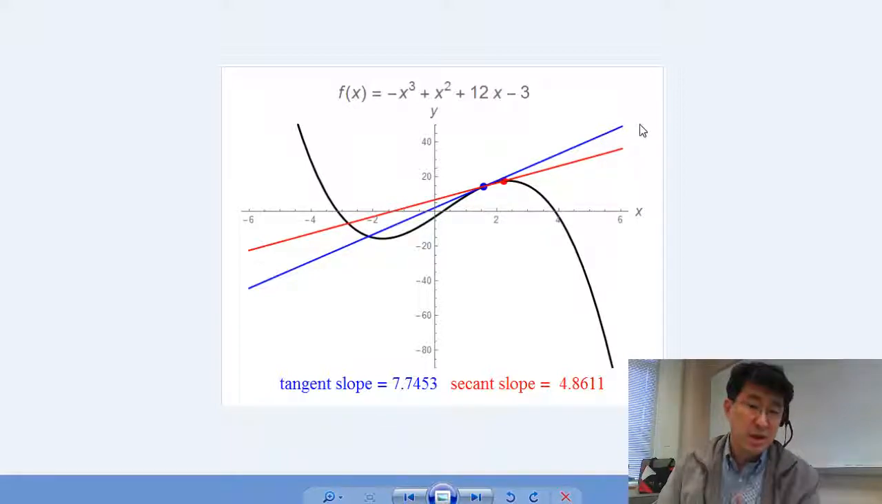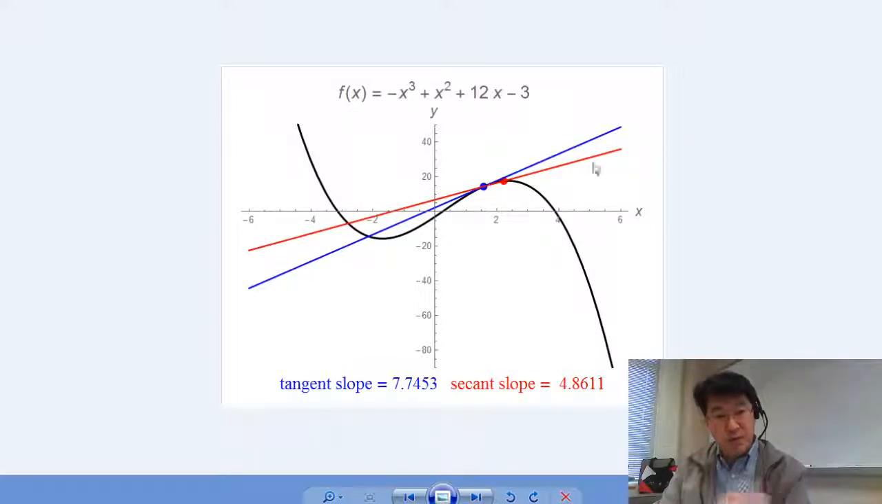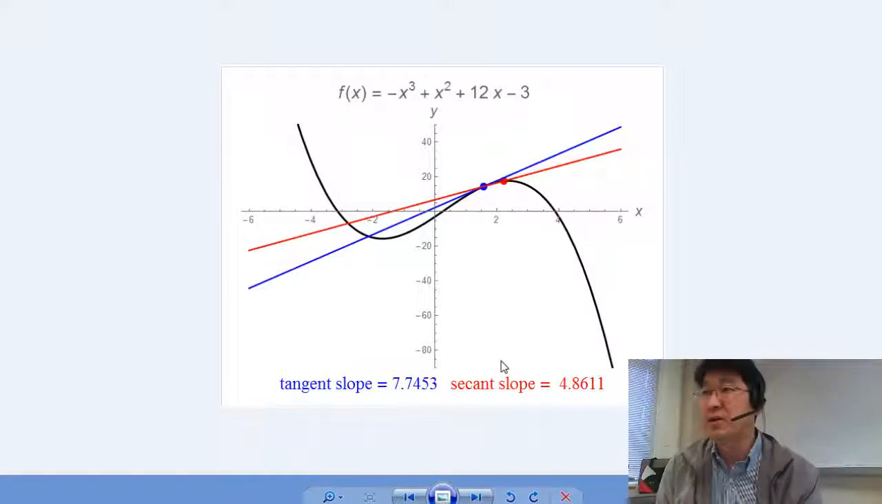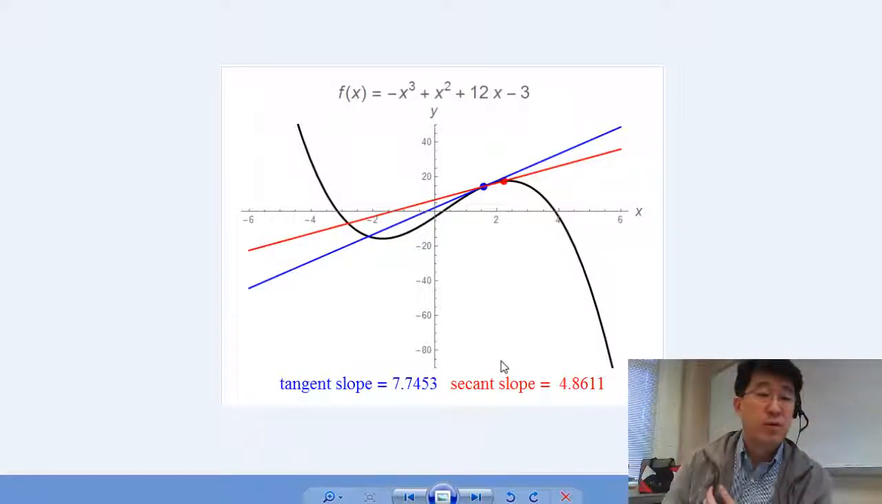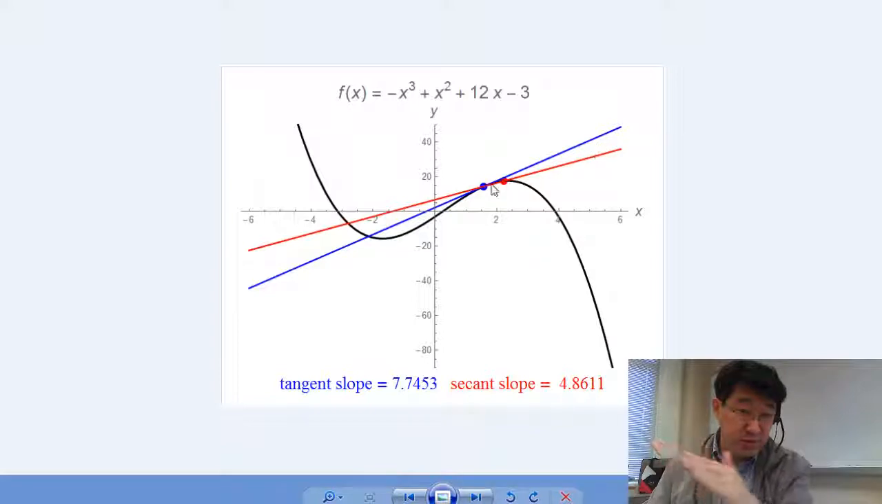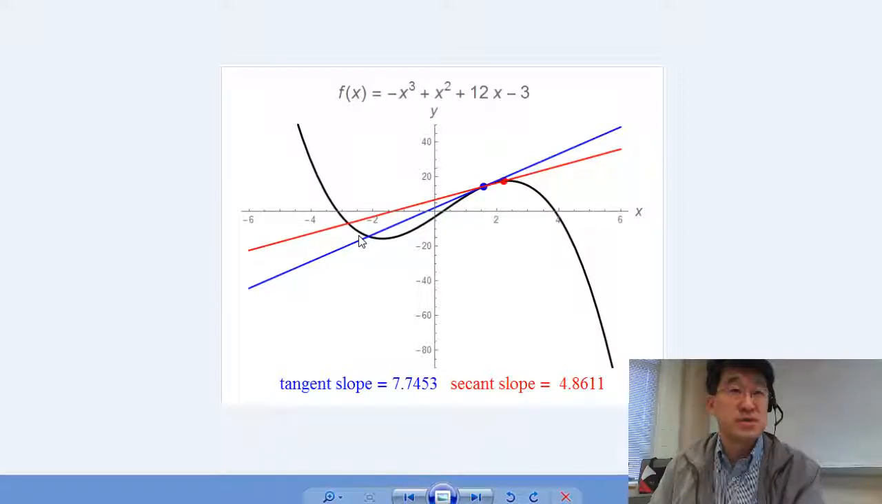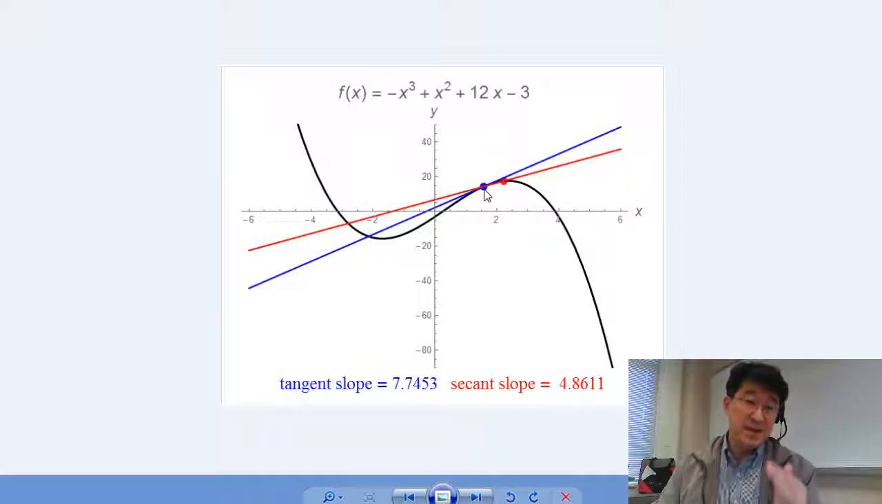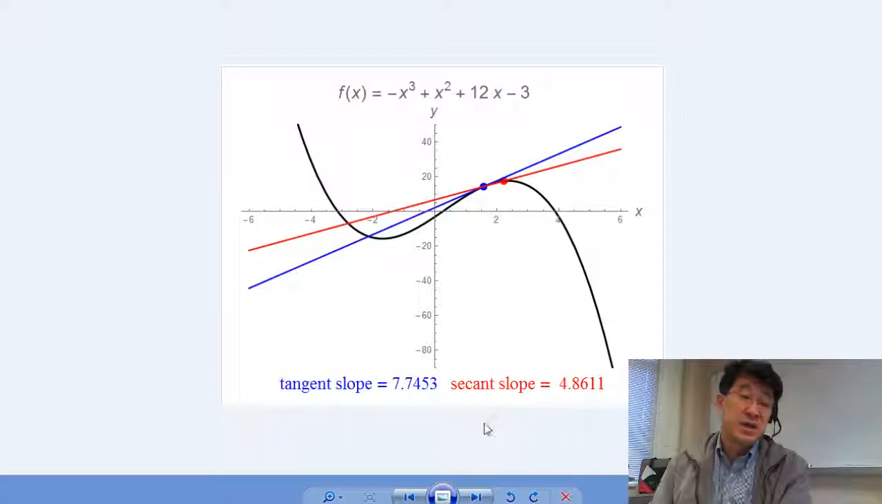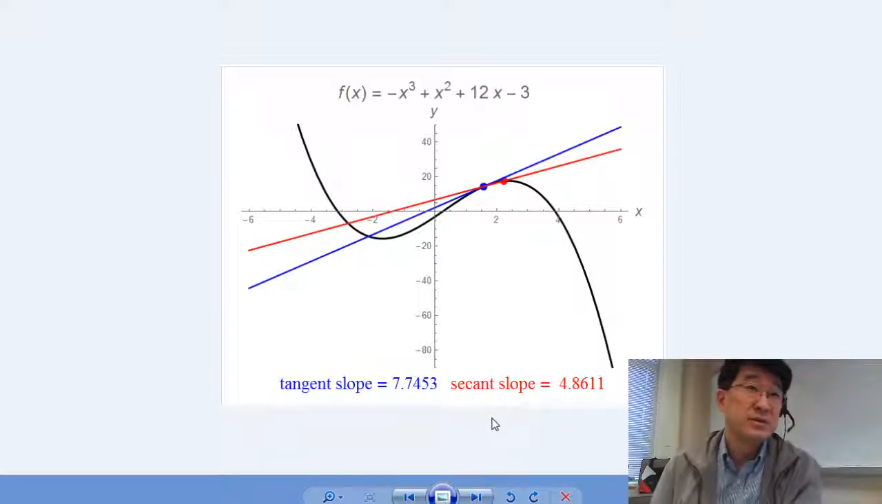I hope you see the way this blue line intersects the black curve is different from the way the red line intersects the black curve. The blue line is just touching the black curve, and the red line is cutting through it. When it's of that quality, we call it a tangent line. If it is cutting through two points, it's called a secant line.